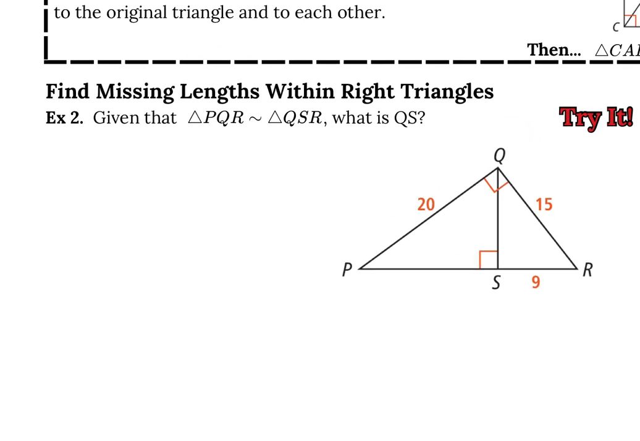Given that triangle PQR is similar to QSR, what is the measure of QS? So we're trying to find this measure. So we're going to set up our similarities. So QS is what we're looking for, and that would be similar to PQ. And SR would be similar to QR.